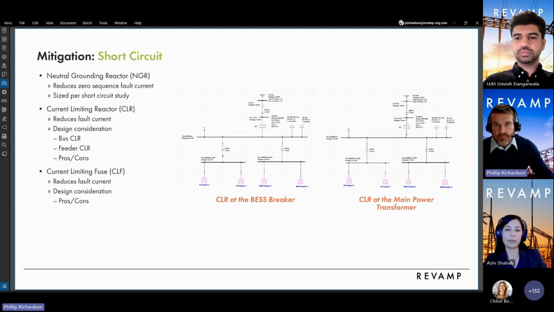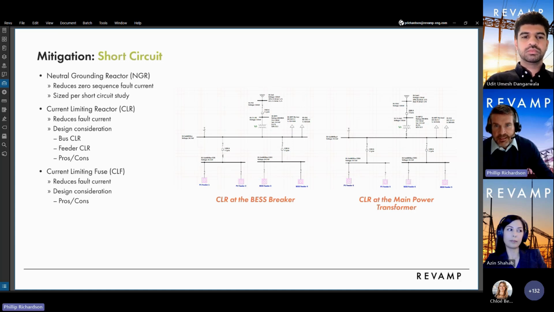Short circuit contribution plays a big part of the substation design, especially reducing the fault currents for the PV and BESS system. So this is one of the most common issues that's brought up that needs to be mitigated. As Udit mentioned earlier, the NGR is used to reduce zero sequence fault current. This is very important to protect the underground cable concentric neutral. The NGR is typically always included in the design of the PV and BESS projects.